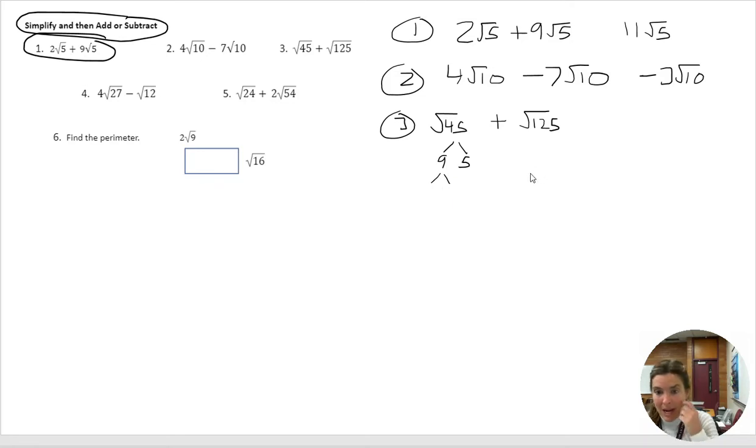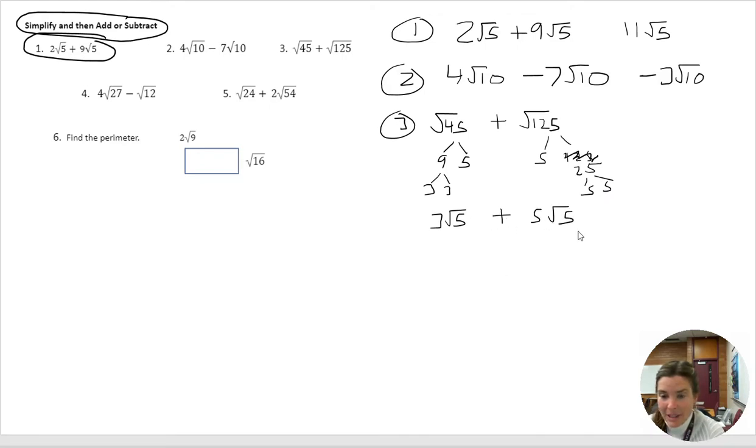So 45's factors would be 9 and 5, and then 9 would be a 3 and 3. So 45 simplifies to 3 root 5, and then 125 would be 5 and 25, and then 25 would be 5 and 5, and so we end up getting 5 root 5. So now we add these two together because they both have a root 5. So 3 root 5 and 5 root 5 is 8 root 5.